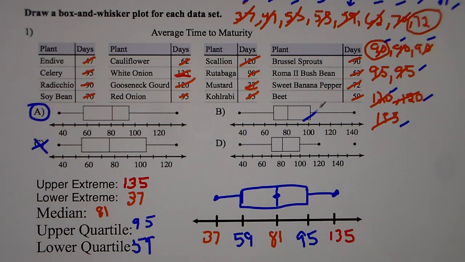I eliminated these because of the high quartile. We could also examine the lower quartile. You know, that will be eliminated there, because we're looking at 59. That's pretty close. That's the closest. So one is A. Alright, let's do another one.